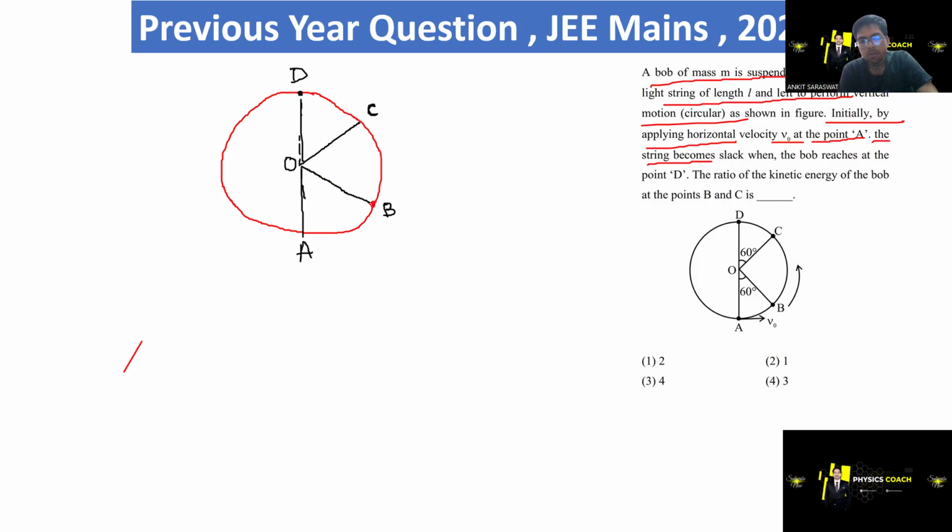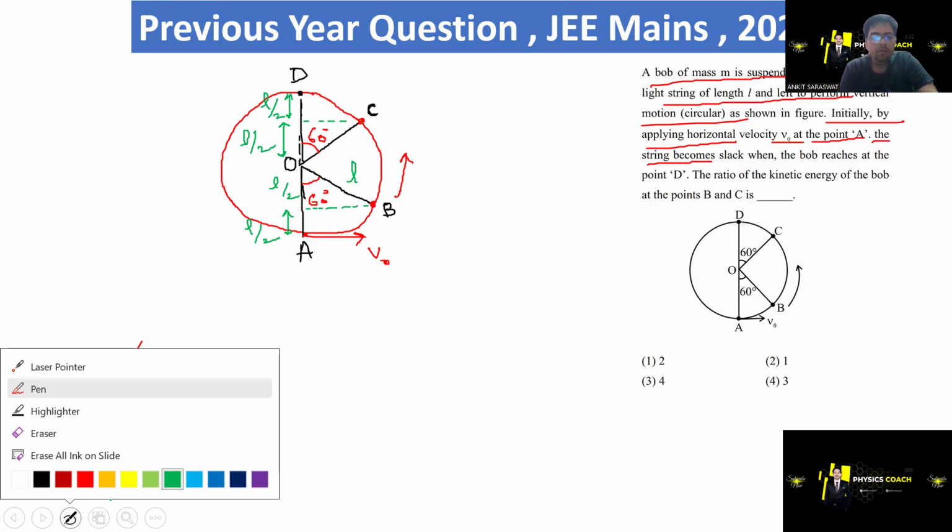Now you can mark it also like this. So at A we are giving the velocity V naught like this, at 60 degrees, like this. Yeah. Now you can find this. This is L. This is L cos 60, means L by 2. This is also L by 2. Similarly here, this is L by 2. This is also L by 2.